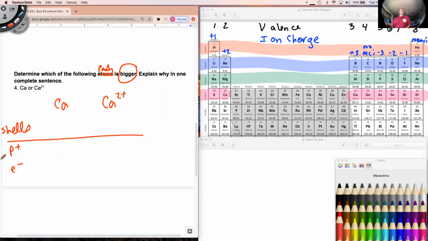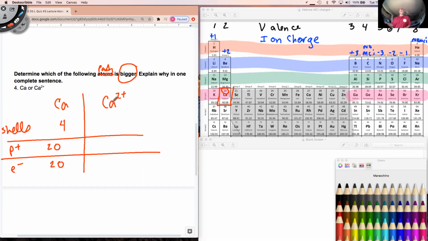How many shells does calcium have? Calcium is right here. Calcium has 4 shells. How many protons does calcium have? Calcium has 20 protons. Calcium's a neutral atom because there's no charge up here, which means that the protons must equal the number of electrons, so the electrons are 20 as well.